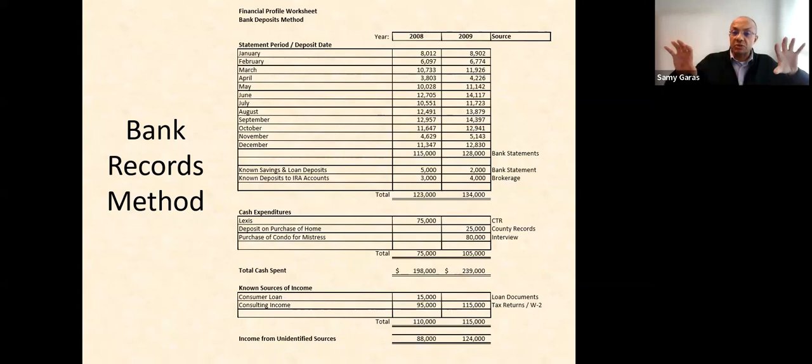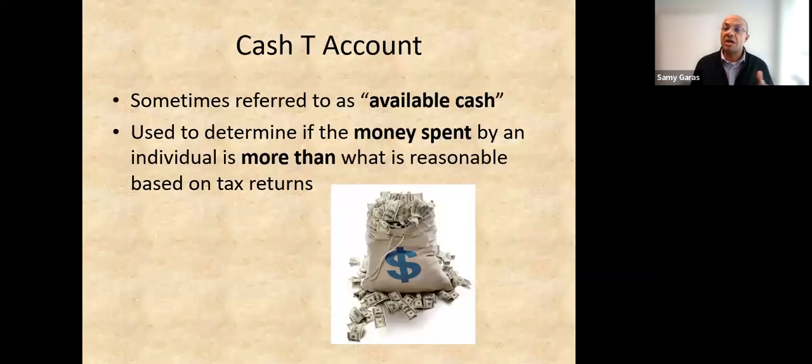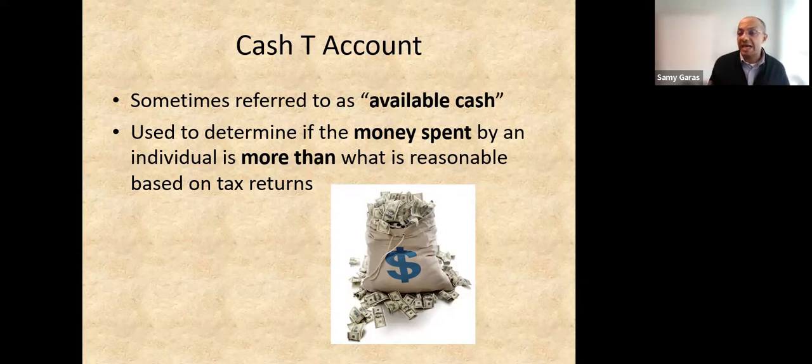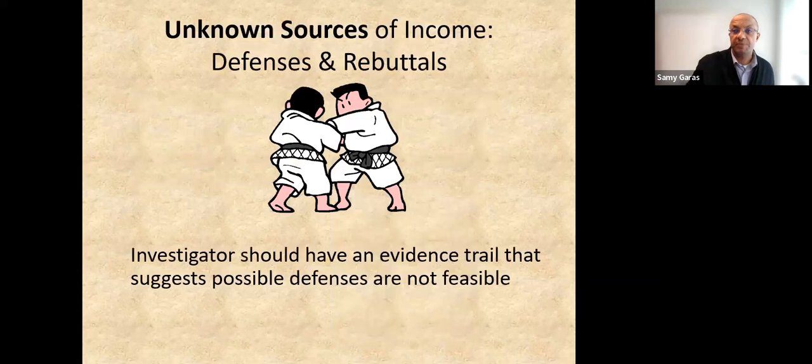So here what I'm trying to show is two different methods. One we call net worth, the other one the bank records. The third method is the cash account, the cash T account, which is the available cash. Here we check any amount of cash that has been paid or spent that is more than the income that came to the person, because we cannot spend more cash than what we receive. So this is a very simple way to check the in and out of cash.